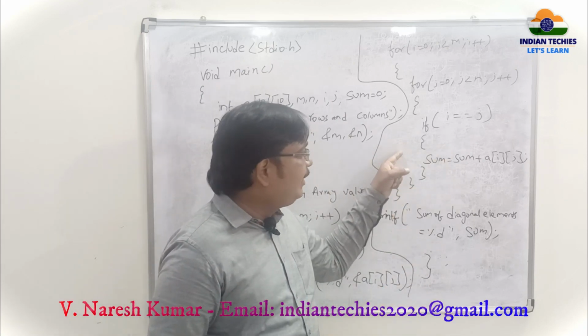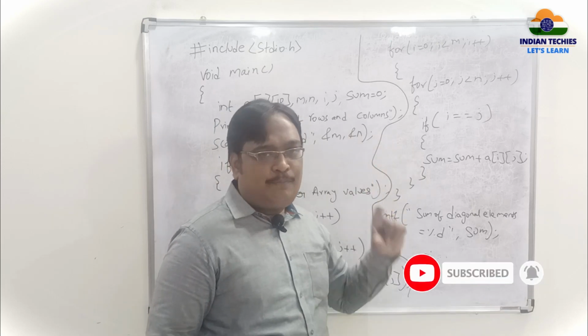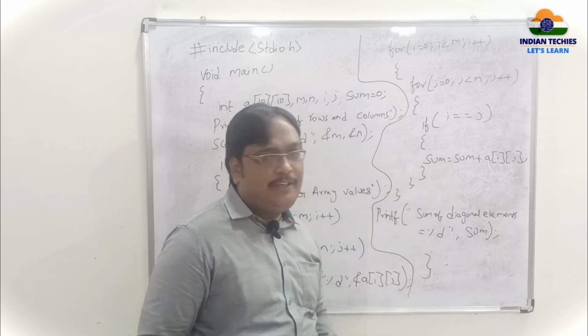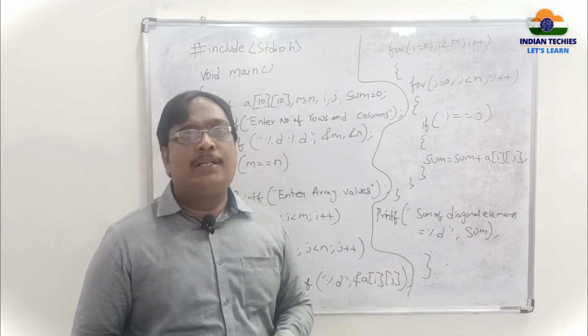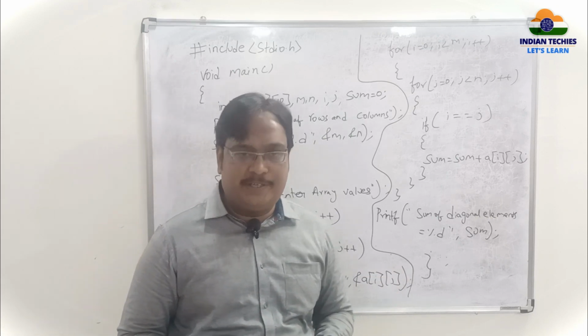So this will be repeated for all the values in the total matrix. If row and column positions are the same, it will be added. Finally, the value is printed by adding all the sum of diagonal elements. This is how we perform sum of diagonal elements.